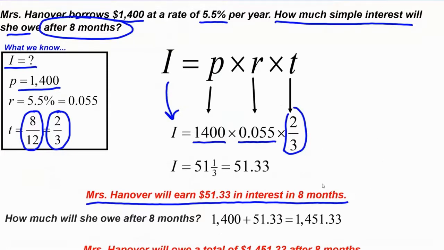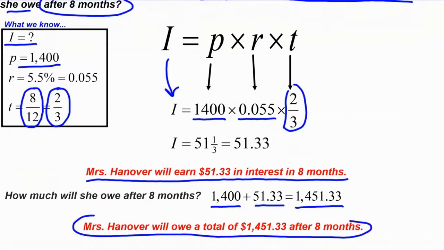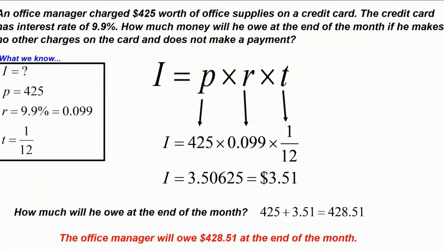So how much will she owe after 8 months? So again, she owes $1,400 because that's what she borrowed, plus the $51.33 in interest that she earned after the 8 months to give a total of $1,451.33. So Mrs. Hanover will owe a total of $1,451.33 after 8 months because she has earned some interest there in addition to what she borrowed.